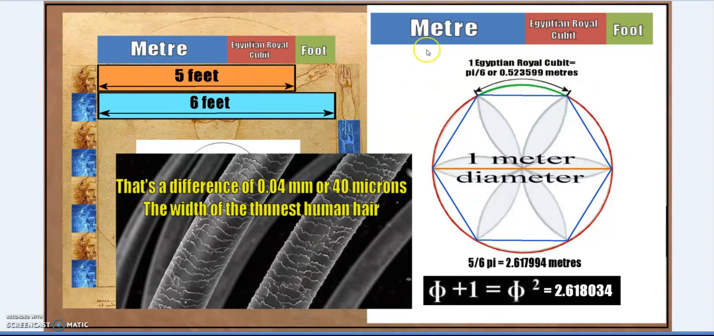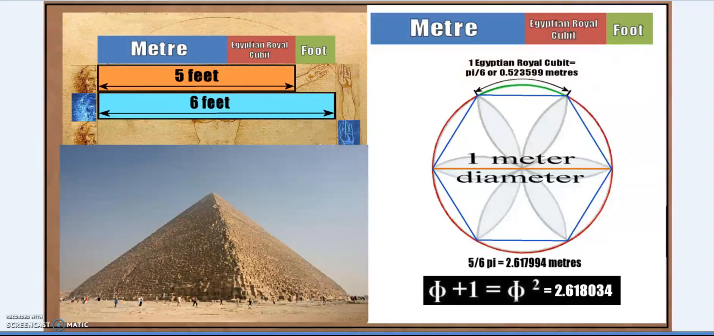Okay, so now the meter plus the Egyptian raw cubit plus the foot. So for instance, the diameter of a circle, 1 meter, plus 1 Egyptian raw cubit equals 5 feet. Again, splitting hair, 2 human hairs would really be the difference in there. Which brings us to the Great Pyramid.